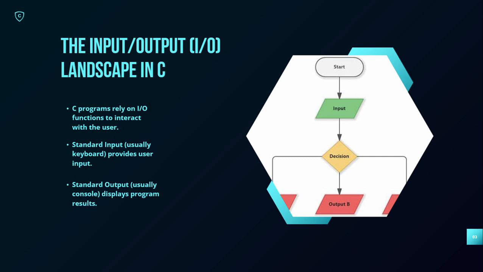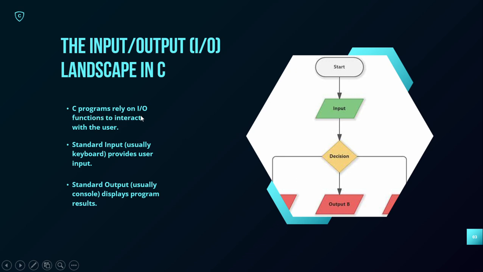The input-output I/O landscape in C. This is a flow chart showing how the input-output functions work. The program starts here. We have a problem in front of us, so we start the problem and read the input. The computer now takes the input. This is where input is necessary. If there is no input, we won't be able to make a decision and we cannot print an output based on the decision made. This is why input-output functions are necessary for a programming language.